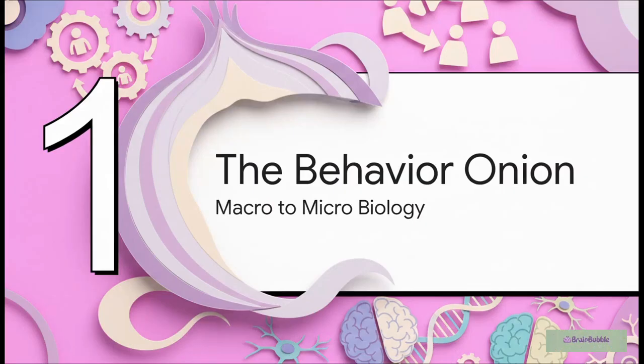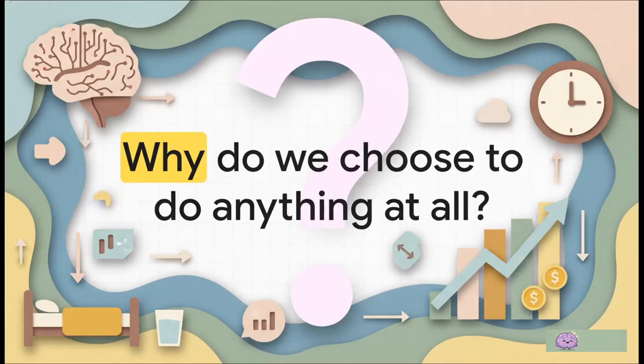So, Section 1, peeling the behavior onion, from macro theories down to microbiology. It all starts with a remarkably simple yet totally profound question. Why do we choose to do anything at all? Seriously, think about it. Whether it's choosing to get out of bed in the morning, deciding to invest in a stock, or just picking up a glass of water, every single action requires a choice. But how we understand the why behind that choice, well, that really depends on who you ask.